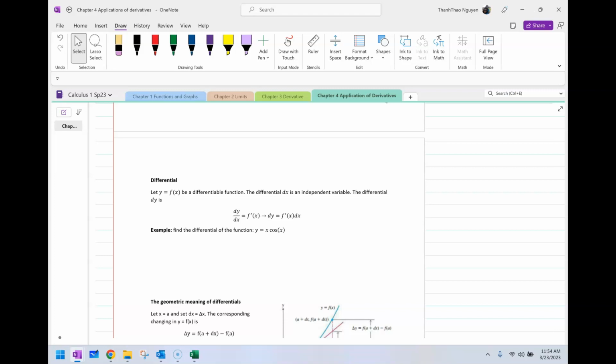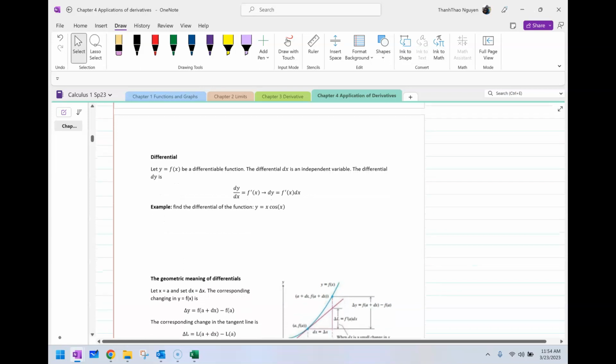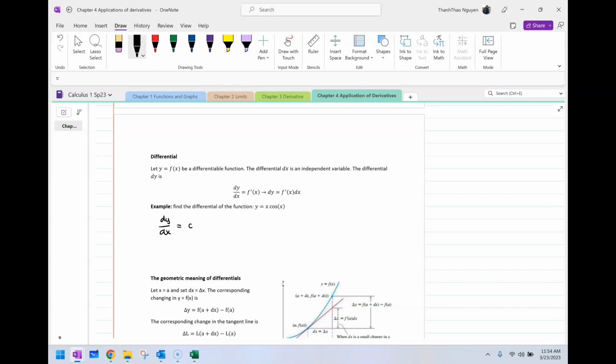So how do we find the differential of this function, y equal x times cosine of x? Well, dy/dx is equal to cosine of x minus x times sine of x. The derivative of cosine is negative sine. So then dy is equal to cosine of x minus x times sine of x, dx.